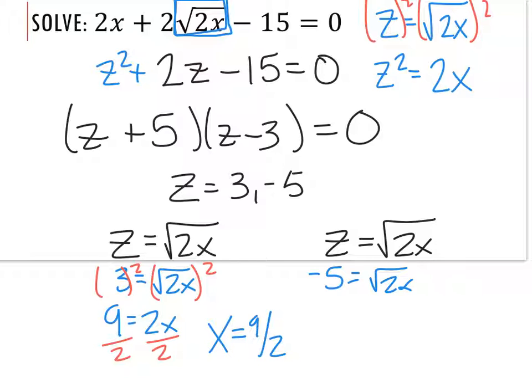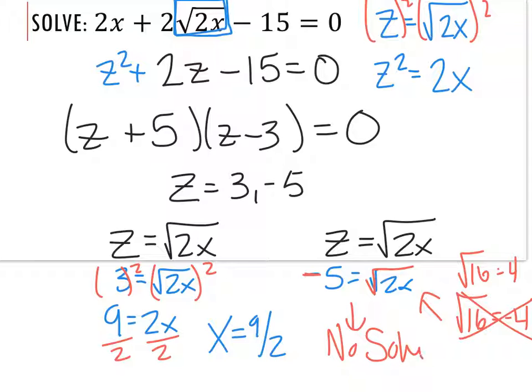Now this guy over here, I'm sure you're like, let's square both sides. And I would be like, yeah, sure. However, you have to think really quickly. Can the square root of 16 ever equal negative 4? No. The square root of 16 is always a positive 4. So can this square root equal a negative number? The answer is no. So this guy is no solution, and our only answer is x is equal to 9 over 2.